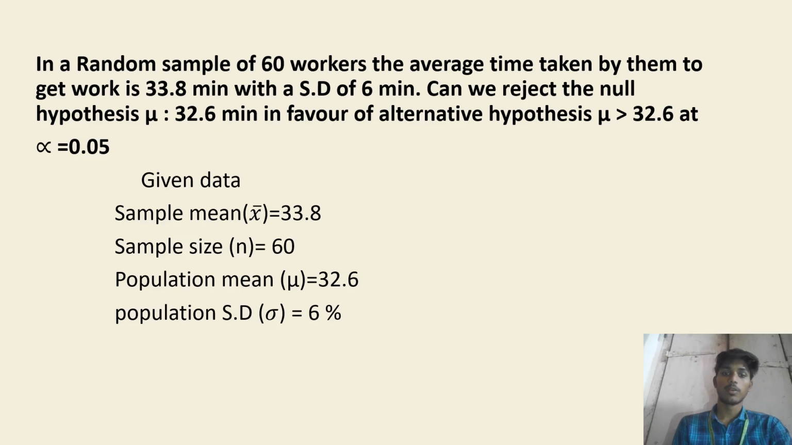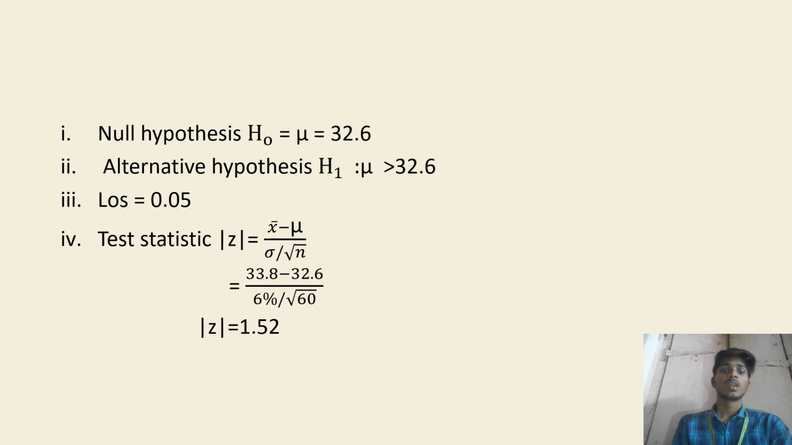Given data: sample mean x bar equals 33.8, sample size n equals 60, population mean mu equals 32.6, population standard deviation equals 6, and null hypothesis H naught: mu equals 32.6. Alternative hypothesis H1: mu is greater than 32.6, with alpha equals 0.05.